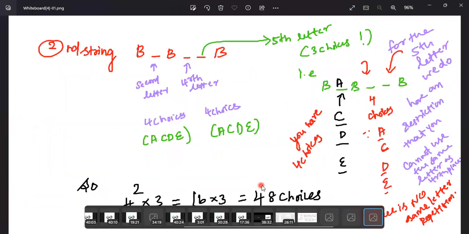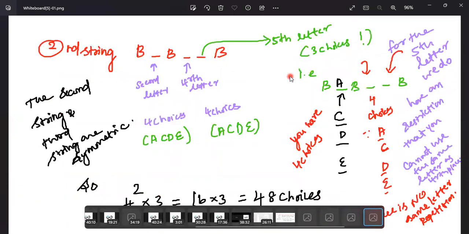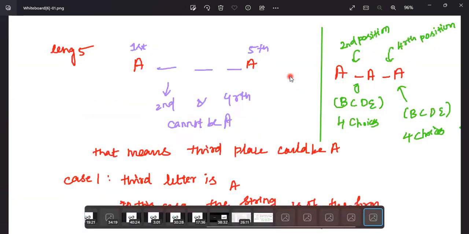So, if you look at the choices, you have four choices in the second place, four choices in the fourth place, and three choices in the fifth place. So it's going to be 4 into 4 into 3, 48 choices. And also, if you look at the second string and the fourth string, they are merely symmetric. They are identical only. From that, we can conclude for the second one and the third one, you're going to have the same Bowman string choices, 48 and 48. Very simple.